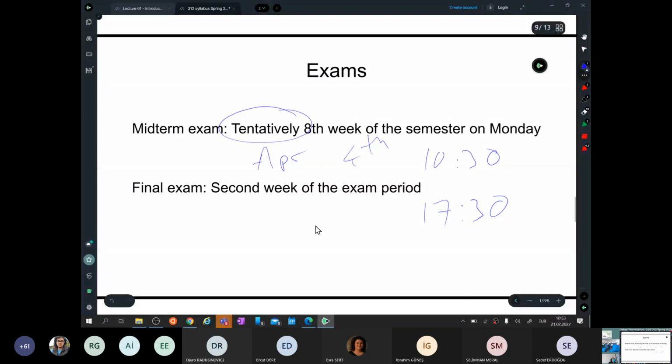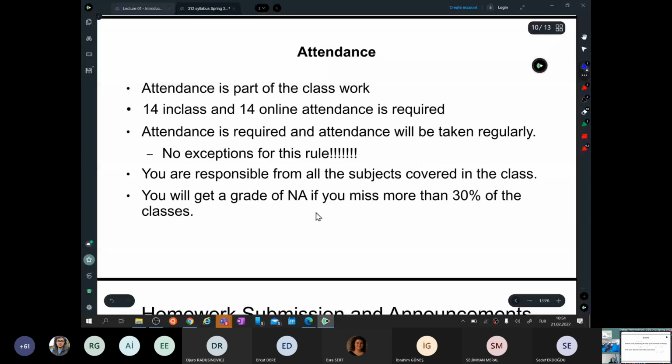Attendance is part of the classwork. If you don't attend enough number of classes, you will get a grade of not attended, NA.